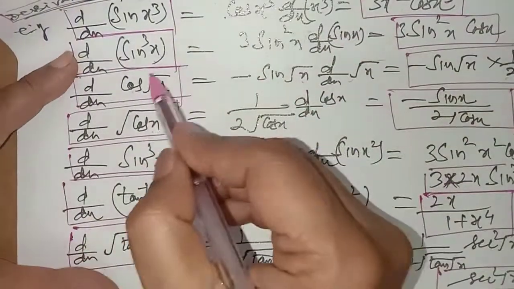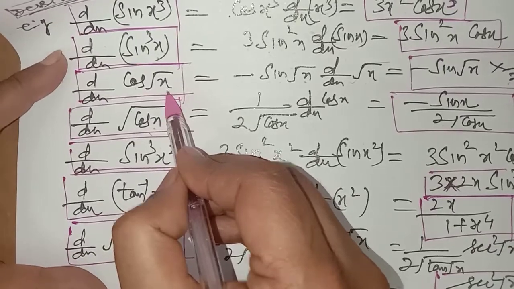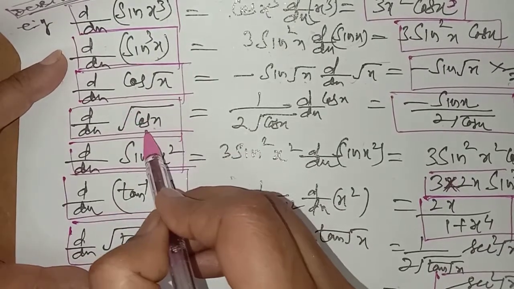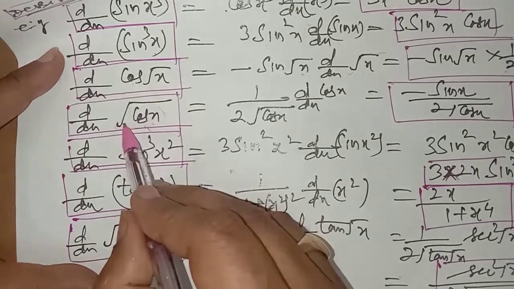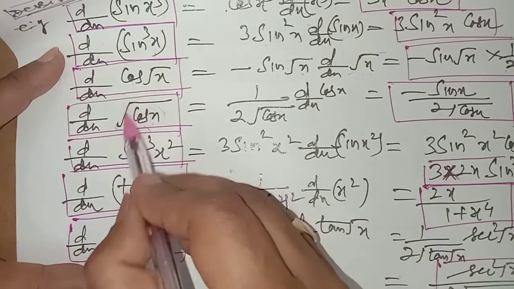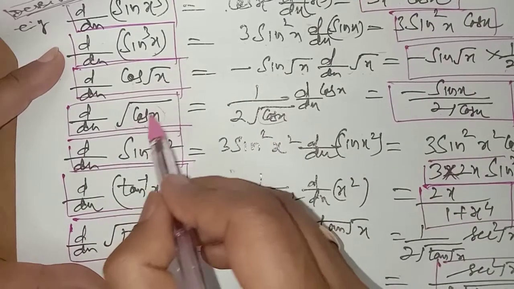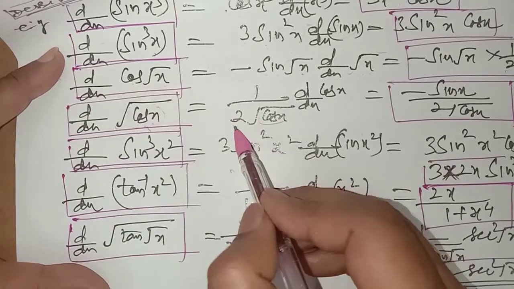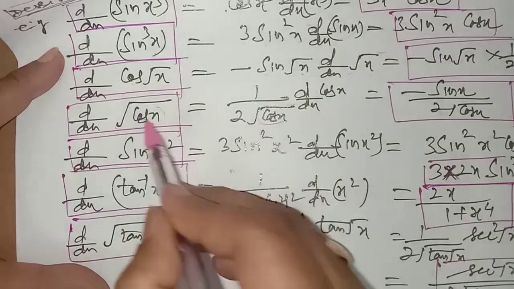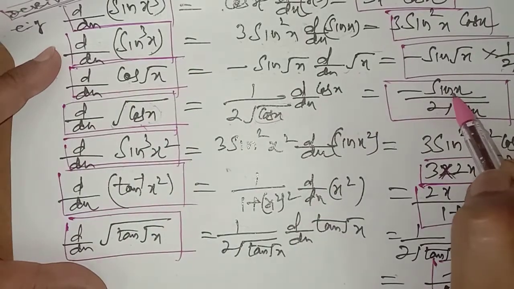Now root cos x. Note the difference between these two. In the previous one we had the square root in the angle, but here we have the square root on the trigonometric function. So this root means the power of cos. First of all we'll differentiate the power. The derivative of root x is 1 upon 2 root x, so in place of x we have cos x. So 1 upon 2 root cos x. Now multiply with the derivative of cos x, which is equal to minus sin x.